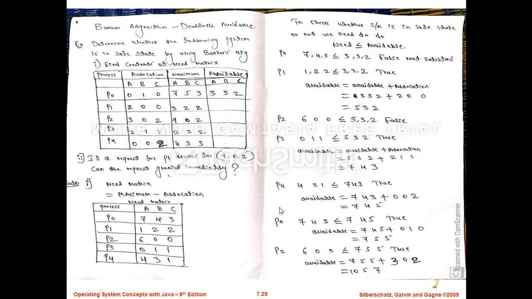So both sequences are correct, whether you solve first P0 and then P2, or first P2 and then P0, because both are getting satisfied. But in this example I have solved first P0 and then P2. First you solve P0 only, that is 743 less than or equal to 745 updated. It is true, then add it, you will get 755. Then check for P2, then 755 plus 302, 1057. So this is the sequence.